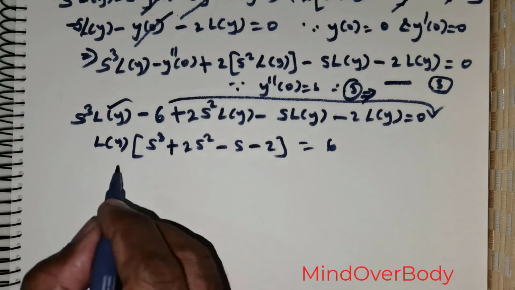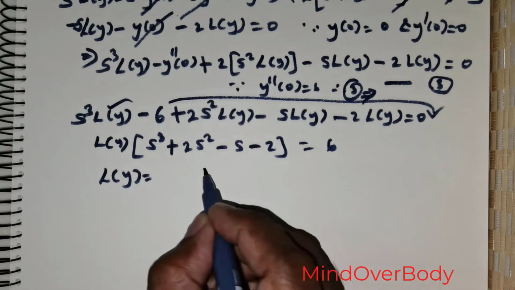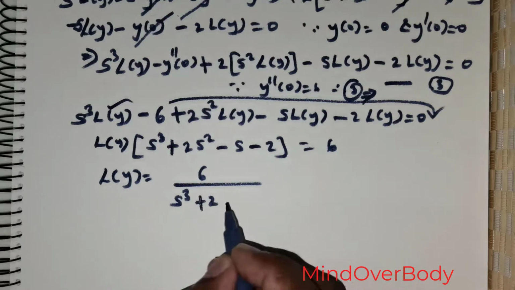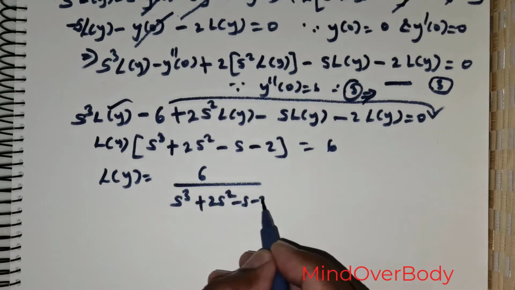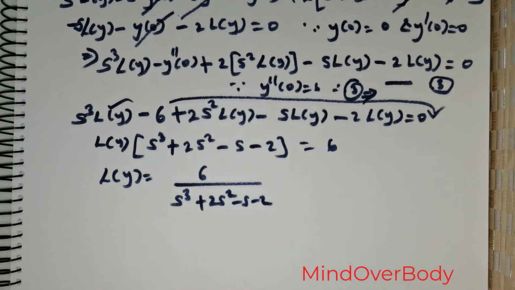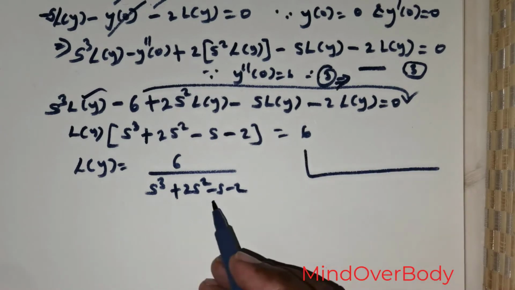So this would mean L of y is equal to 6 divided by s cubed, positive 2 times s squared, negative s, negative 2. Now we will have to factorize this. Now the best way to factorize this is by synthetic division.